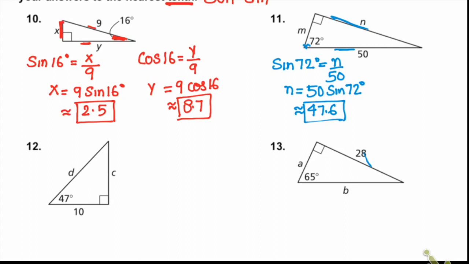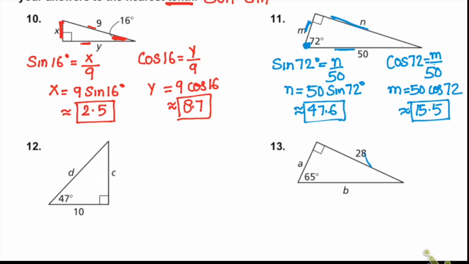When I want to write the same thing here, the cosine ratio of 72 is adjacent over hypotenuse. So that's m over 50. Cross multiply, m is equal to 50 cosine 72, and you plug it in, and your answer is going to be 15.5, to the nearest tenth.